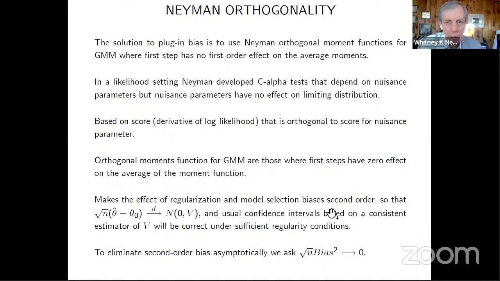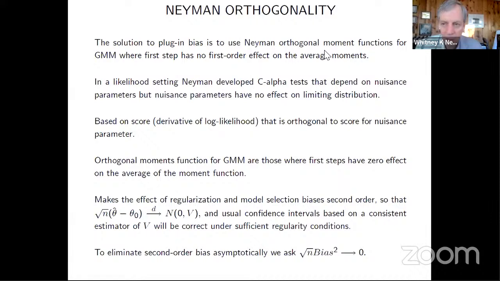So what are they? What's Neyman orthogonality? What's that about? That's about getting rid of this bias. And the name comes from Neyman C alpha tests. Abraham Neyman developed many years ago these tests that depend on nuisance parameters, but the nuisance parameters have no effect on the limiting distribution. So he set up tests where you plug in things, but they have no effect on the limiting distribution. And these are based on the score of the log likelihood.